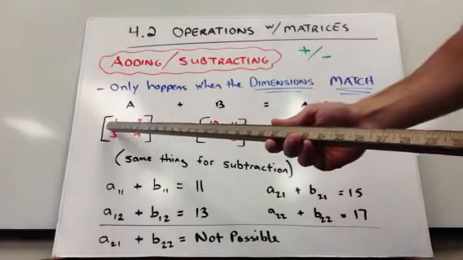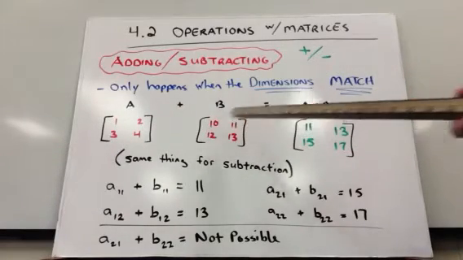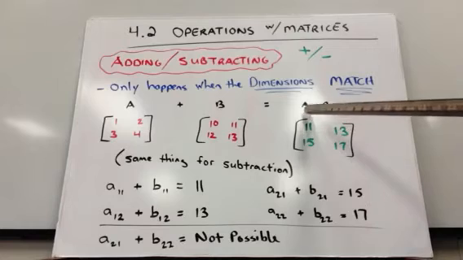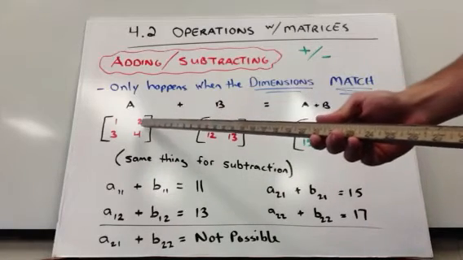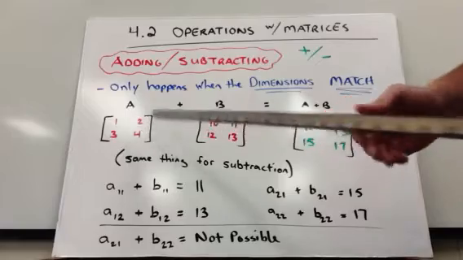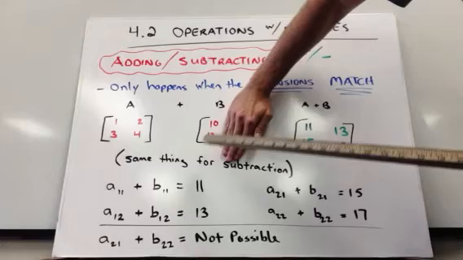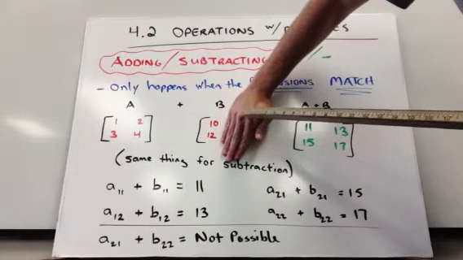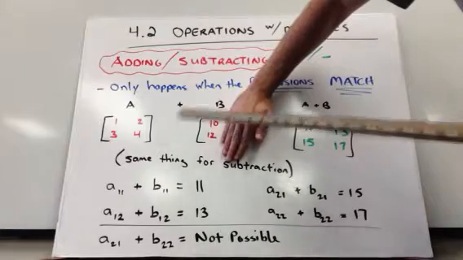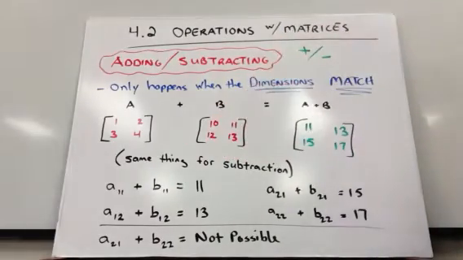If I wanted to add the 1 with its corresponding spot, the 10, I can do that. That would be 11 for the new A plus B matrix. But let's say that I had a 2 here, and let's say that I did not have the 11 and 13 column. Matrix B was just that. I would not have a matching component for the 2. So that wouldn't work. So that's why we have to have the same dimensions. But we do in this case.